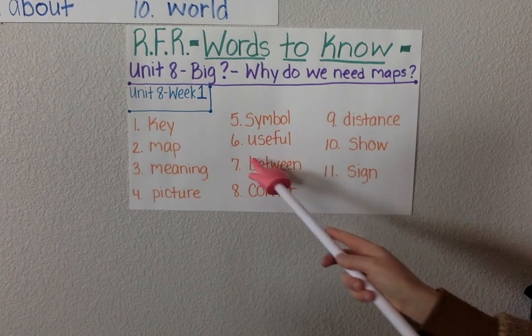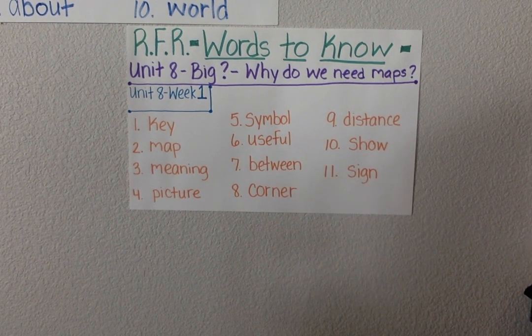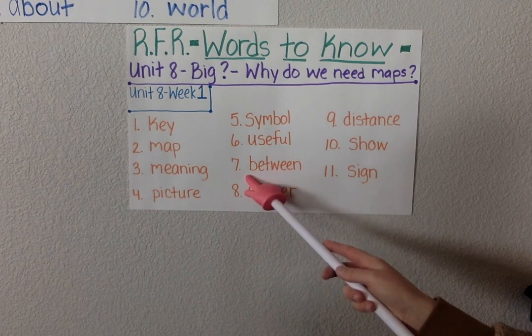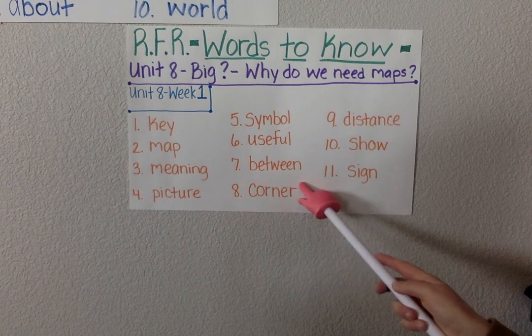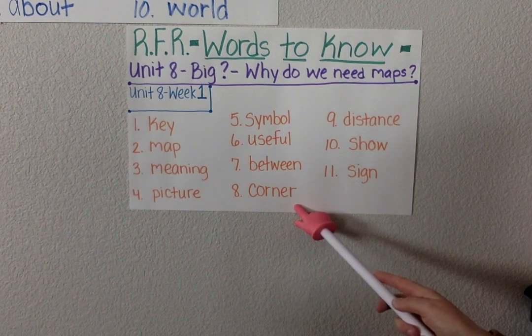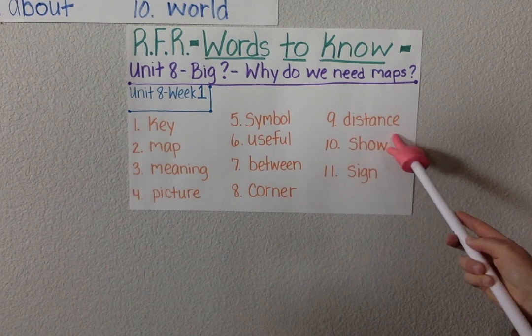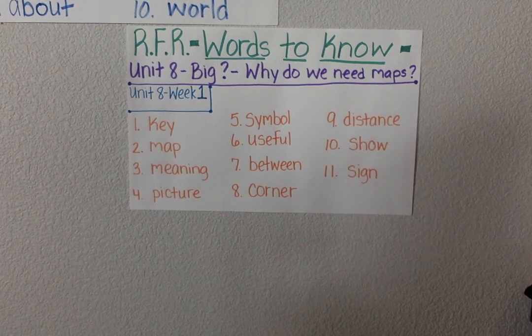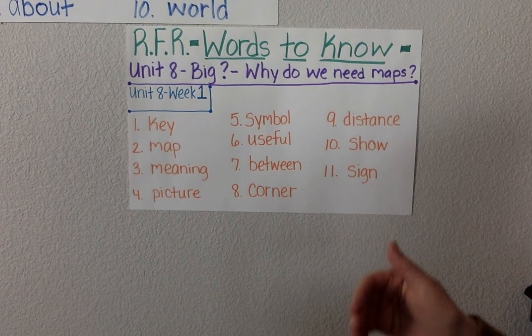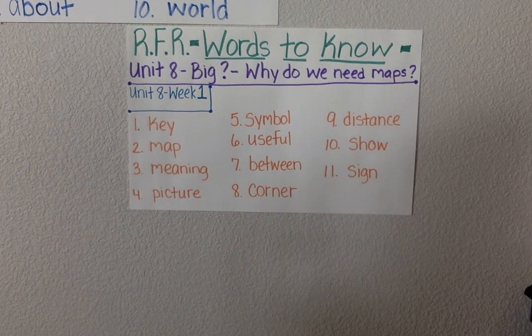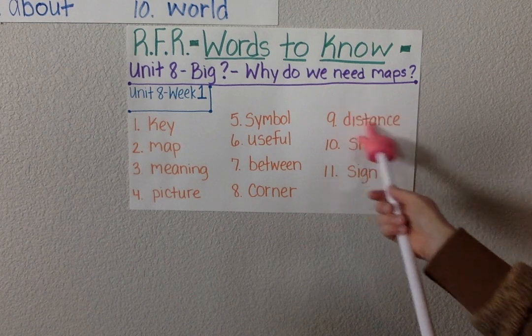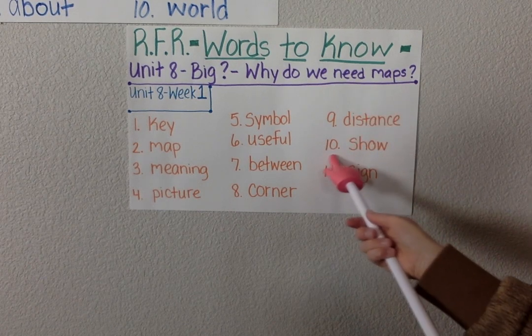Here we go. Number 6, useful. Is something useful? Can you use it for something or can you not use it for something? Number 7, between. Number 8, corner. Remember to repeat after me. Number 9, distance. The distance between one point to the next. The distance between your house and the school. Is it miles? Is it feet? Is it yards? Distance between something. Number 10, show.